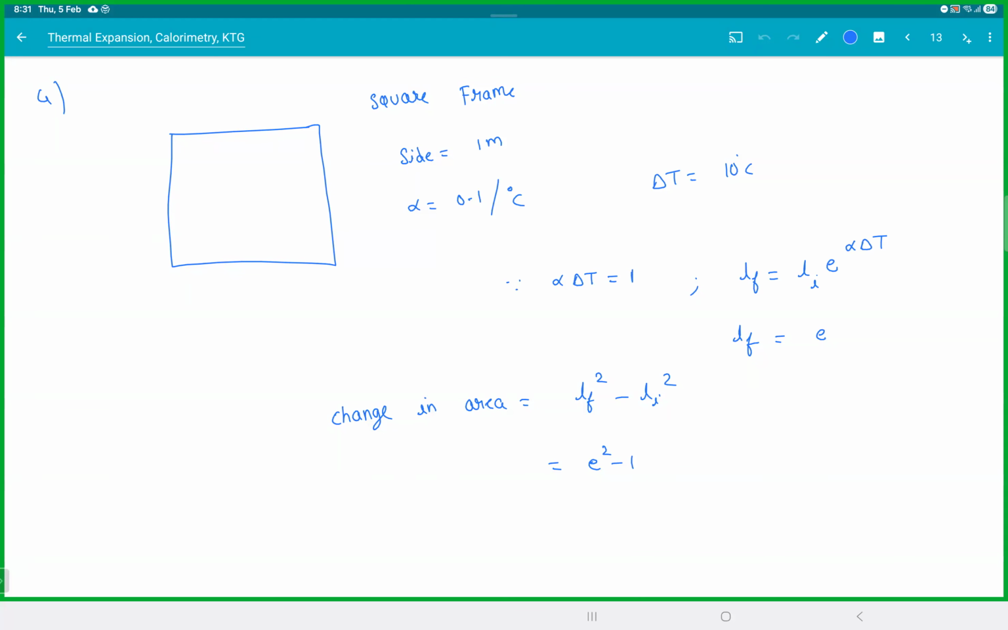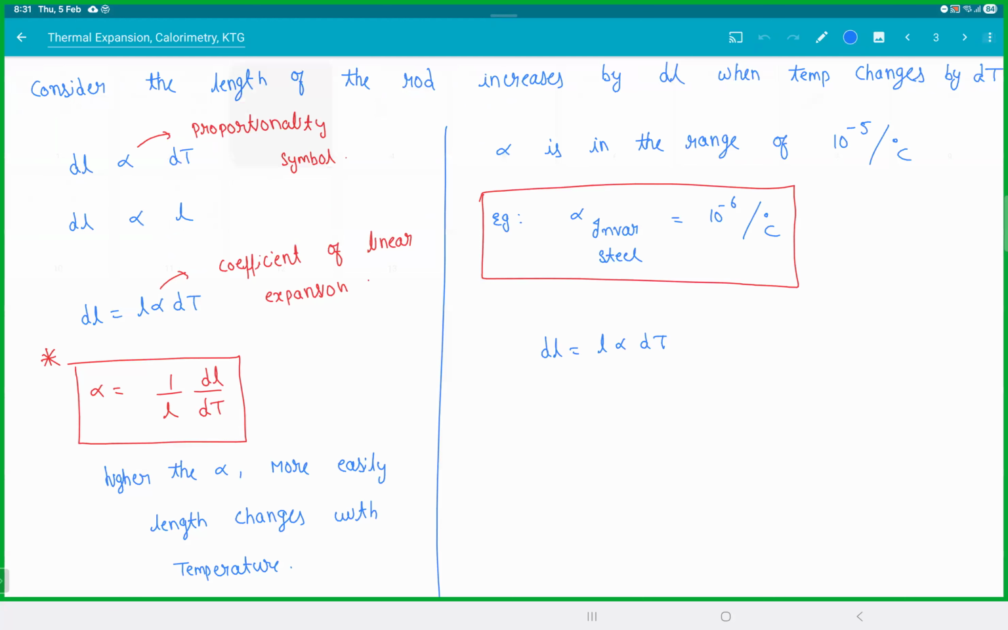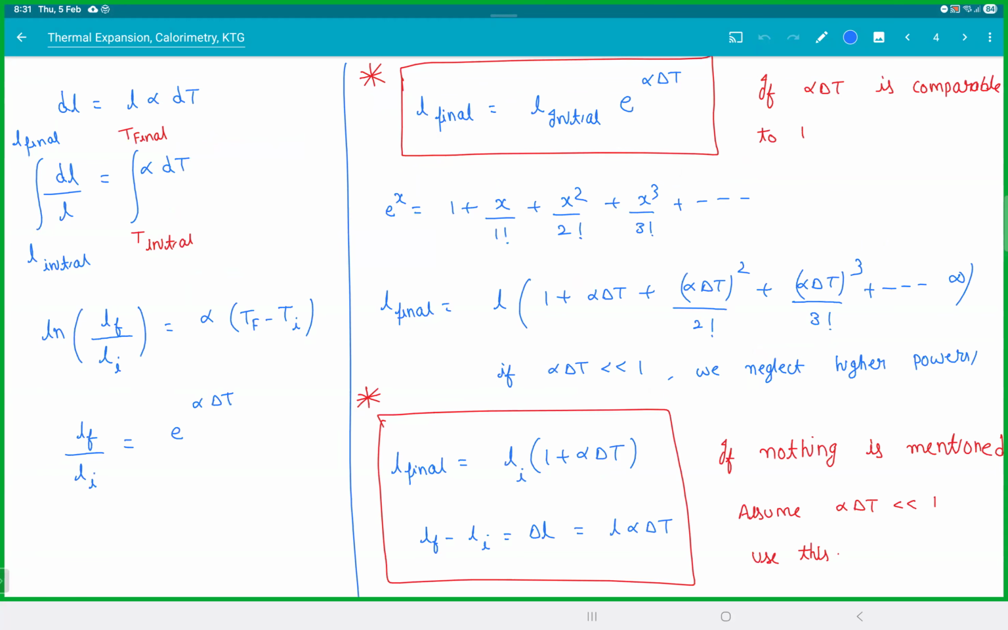Great. So last thing that we did, we started with thermal expansion, and this is the only formula we are playing around with. L final is equal to L initial into 1 plus alpha delta T. This is when alpha delta T is very small, which is actually the case in most of the cases. In some rare exceptions, right?